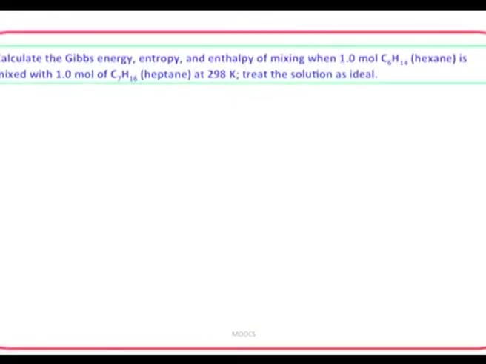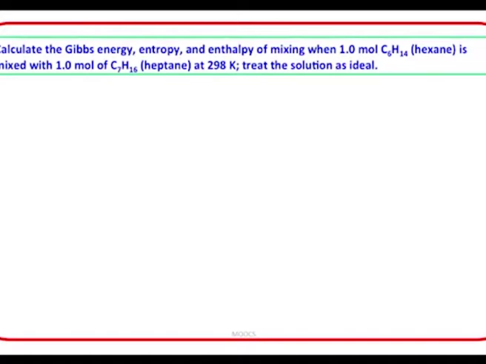Let us take up another question, a similar question. The question is, calculate the Gibbs energy, entropy and enthalpy of mixing when 1 mole of hexane is mixed with 1 mole of heptane at 298 Kelvin. Treat the solution as ideal. This is a very easy question.